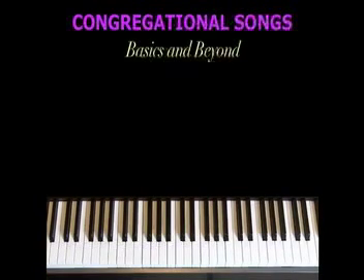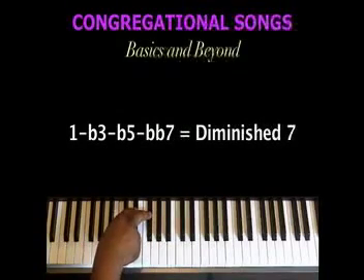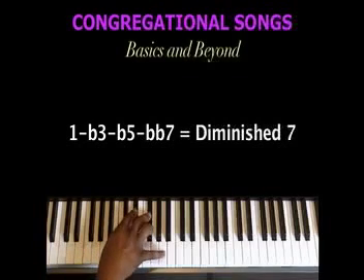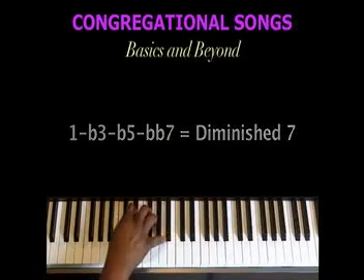A diminished 7 chord consists of the numbers 1, flat 3. Now we're in the key of C. C is 1, E flat would be flat 3, flat 5, which is G flat, and then we have what's called a double flat 7. The 7 is B, flat 7 is B flat, and double flat 7 is A.